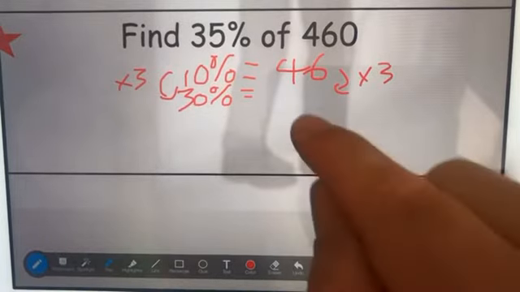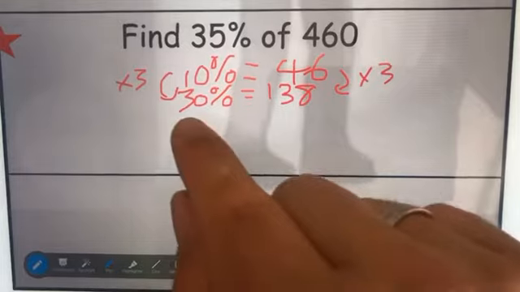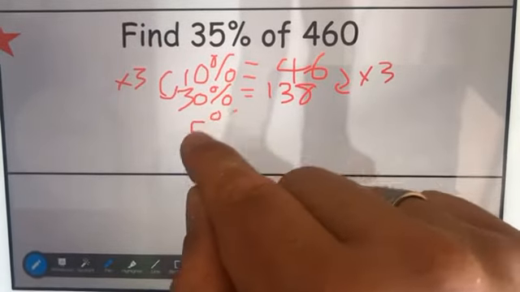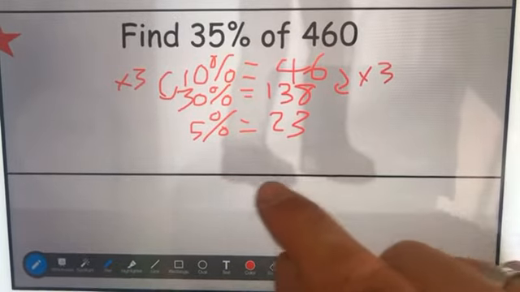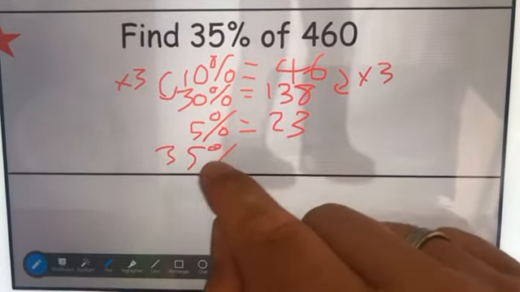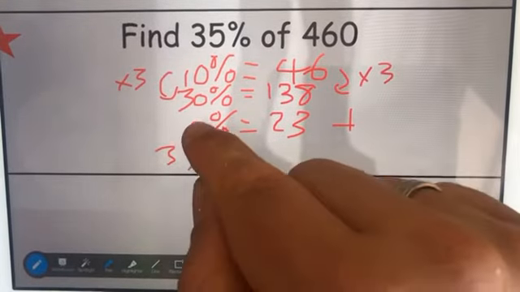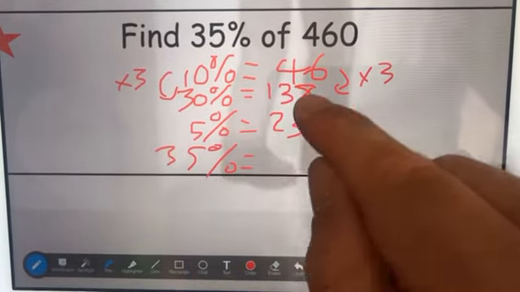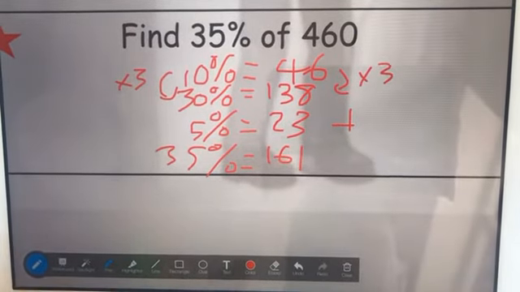46 times 3 is 138. And if you want 5%, you just divide 10% by 2. 5% equals 23. If I add those two up, add my 5 and add my 30, that gives me 35%. 138 plus 23 gives me 161. Very straightforward again, just find your 10s, find your 1%, find your 5s. You can normally make any percentage using those.